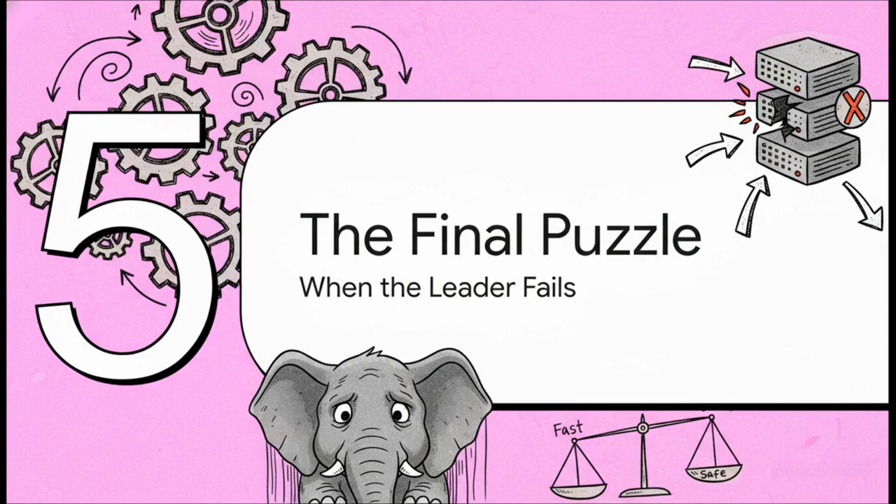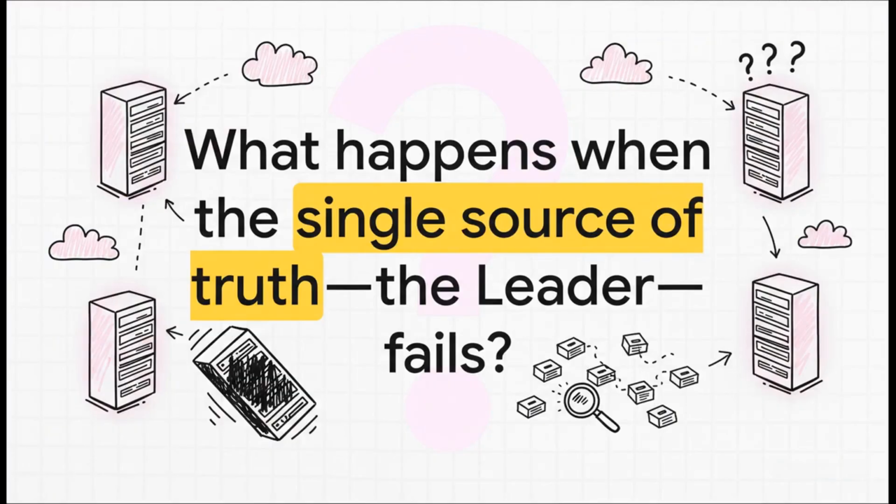Okay, so this brings us to the final and honestly, the biggest puzzle in this whole setup. We've debugged replication lag, we've weighed the trade-offs between speed and safety, but there is one giant failure we haven't talked about yet. What happens when the leader, the single source of truth, just goes dark? The process of seeing that failure, picking a new leader from the group of followers and rewiring everything on the fly is called failover, and it is one of the hardest problems in distributed systems.